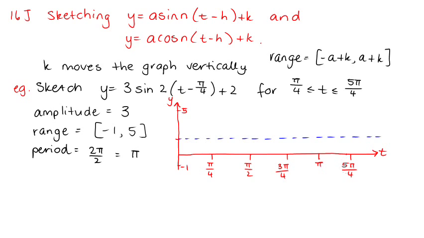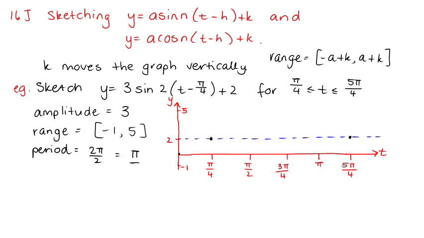Yep, so this is 2 here. So it usually starts down here, but it's been moved pi on 4 to the right and 2 spaces up, so it's going to start here. And you know that it's going to go through a full pi, because the period is pi. So it's got to go up and then back down and then back up. So it's going to end here.